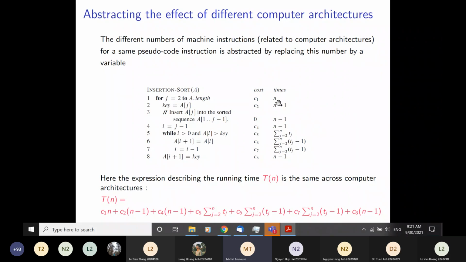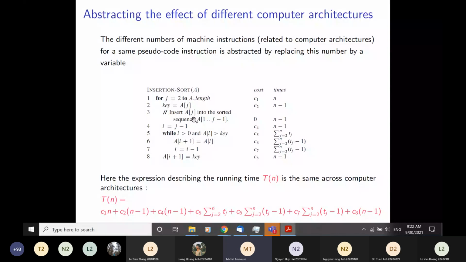It's going to be executed n times, okay? Exactly n times, because I think I would say n-1, but it doesn't matter. This loop is going to iterate from 2 to the length of the array, so to n. It is said here n, but I think it should be n-1. How many times will this assignment be executed? It's going to be executed n-1 times.